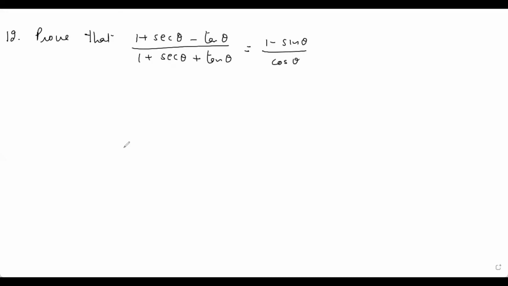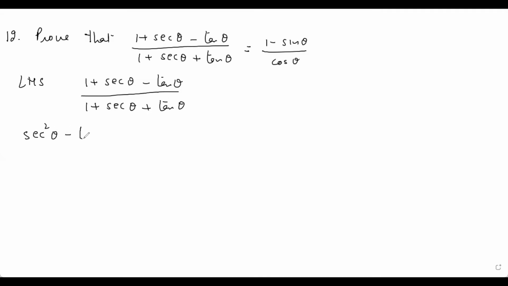Now the 12th question is, prove that (1 plus sec theta minus tan theta) upon (1 plus sec theta plus tan theta) is equal to (1 minus sin theta) upon cos theta. So I'm going to start with the left hand side. Now this is our left hand side. So instead of 1, I am going to write sec square theta minus tan square theta. We all know sec square theta minus tan square theta is 1.